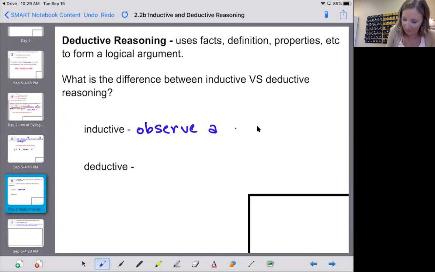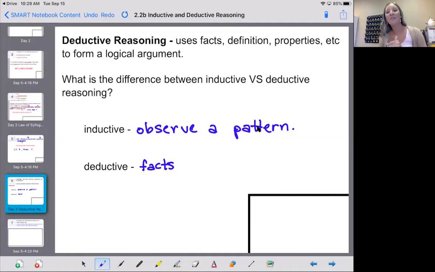a pattern, right? And you're just kind of walking around living your life and you keep seeing something happening over and over again. So you're observing that thing. Deductive is using facts. So it's not like you noticed something happening. It's that it is definitely black and white. It is a fact, like 2 plus 2 equals 4. That is a fact, right? It's not something you observed. So inductive is when you can see it happening or you're noticing it happening, and deductive is when you have like a dictionary and it has the definition right there, okay?